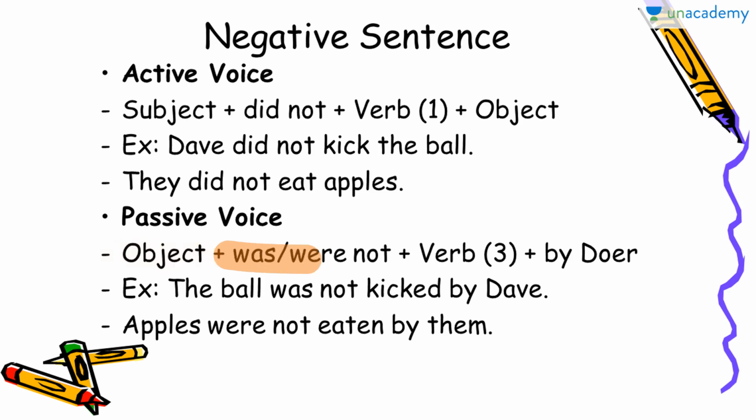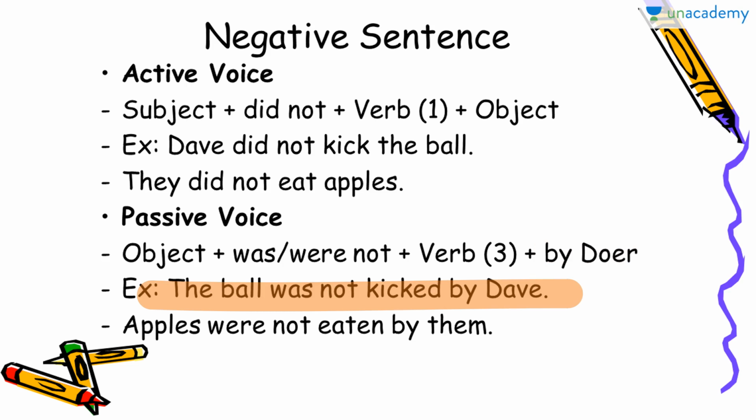Then was or were according to the object. If the object is singular, then was. If the object is plural, then were. Then not. Then the third form, the past participle form of the verb. Then by, and then the name of the person who is doing it. For example, the ball was not kicked by Dave.